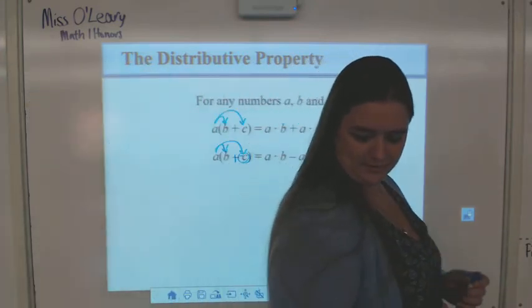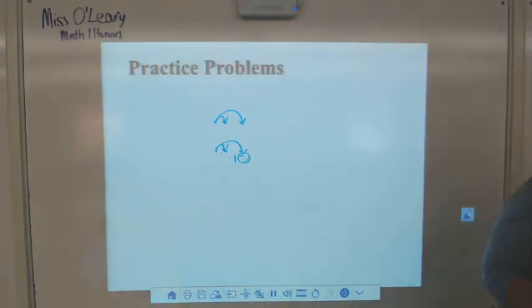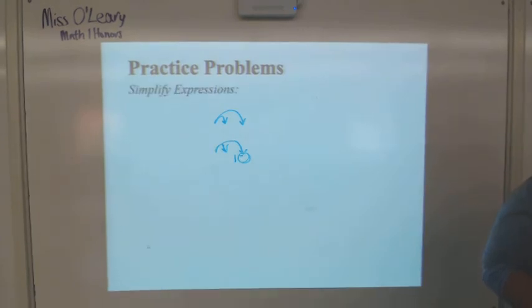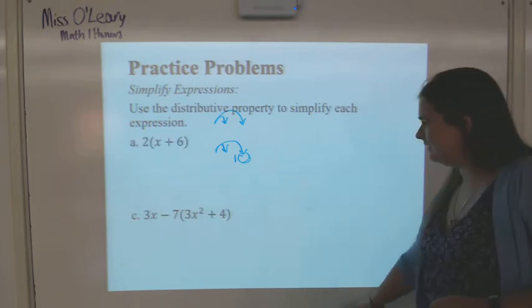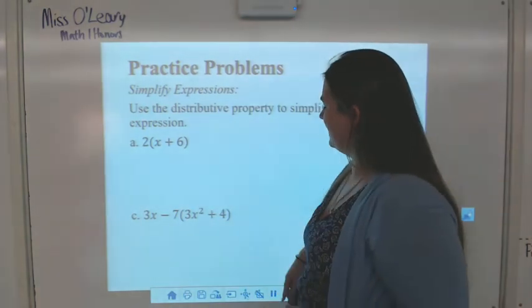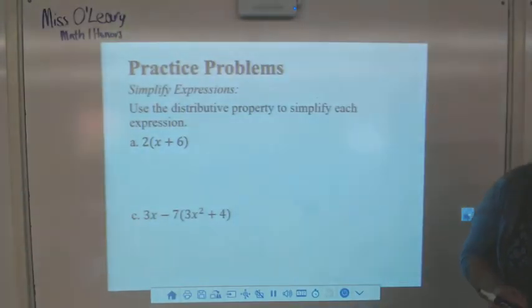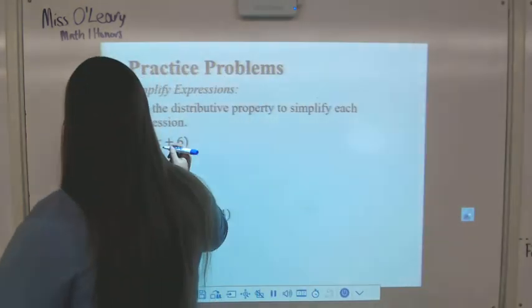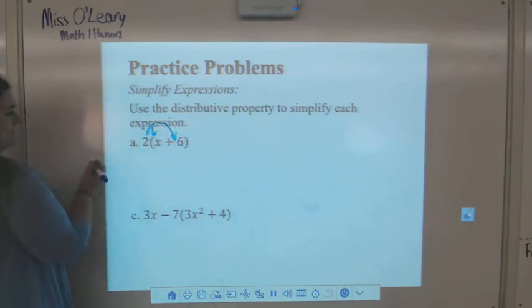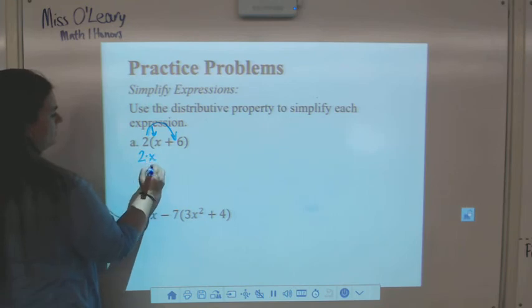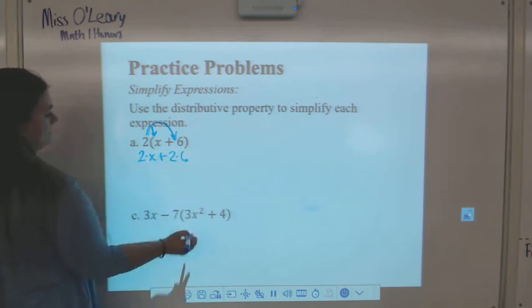So I have my distributive property. Now let's practice. First thing I want to practice is I want to simplify an expression using the distributive property. I don't know why C popped up first. Let's start with A, seeing as they tend to get a little bit more challenging. If I look at A, I have 2 times the quantity x plus 6. Just like I saw with my variable expression, I want to take that coefficient and apply it to both terms inside the parentheses. This tells me I have 2 times x plus 2 times 6.